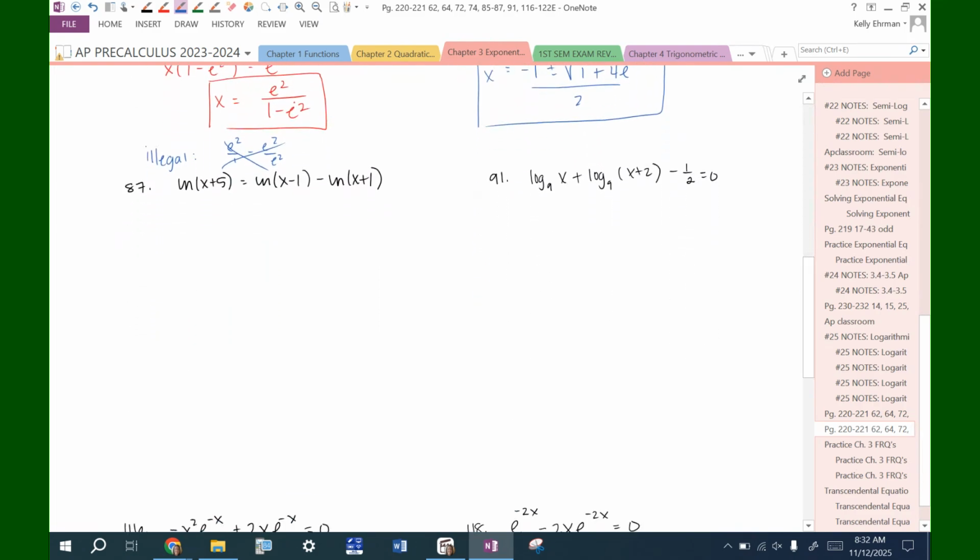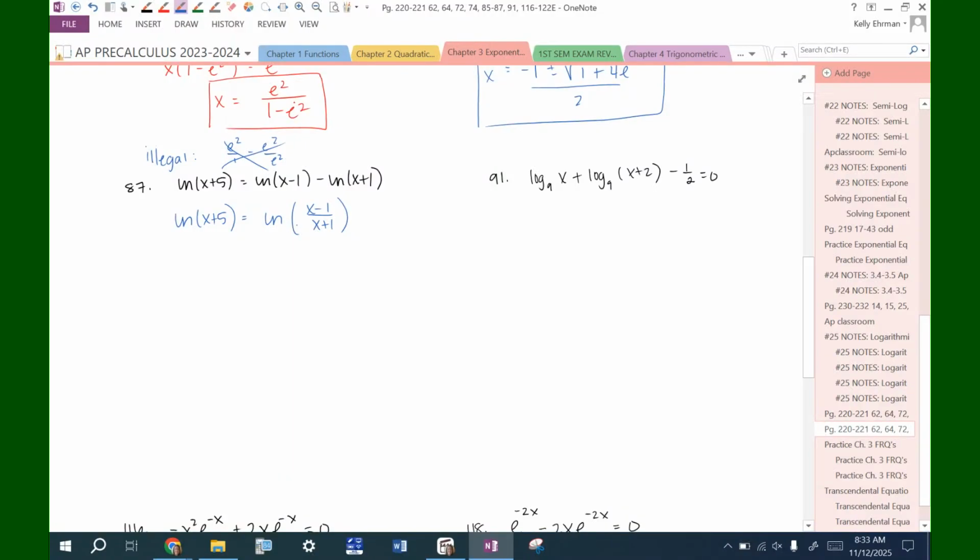All right, take a look at 87. There are 3 natural logs in this problem. The side that has multiple natural logs needs to get condensed. So I'm going to leave the left side alone. So the natural log of x plus 5 equals the natural log of x minus 1 over x plus 1.